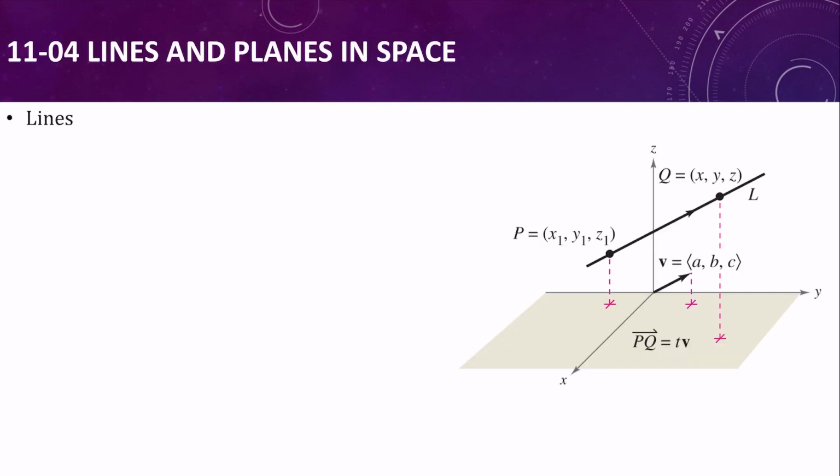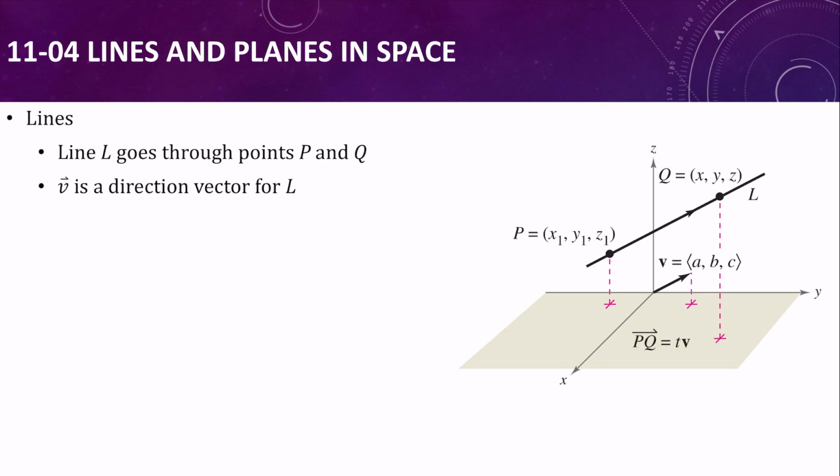Let's talk about three-dimensional lines. Not as simple as just y equals mx plus b. If you expand that with a z, you have something like ax plus by plus cz equals something. That is actually a plane, not a line. So imagine this. Line L goes through points P and Q. You can see in the picture, Q is x, y, z, and P is x1, y1, z1.